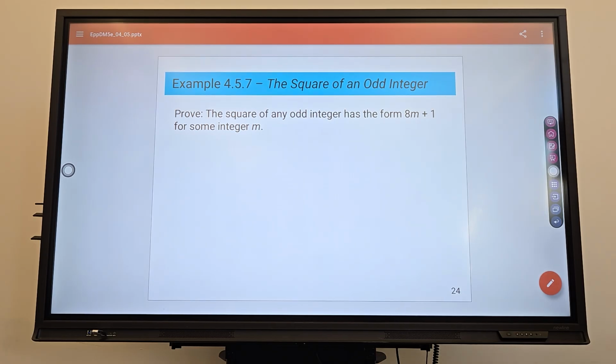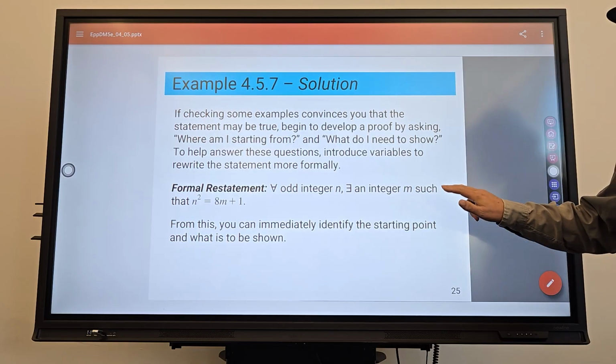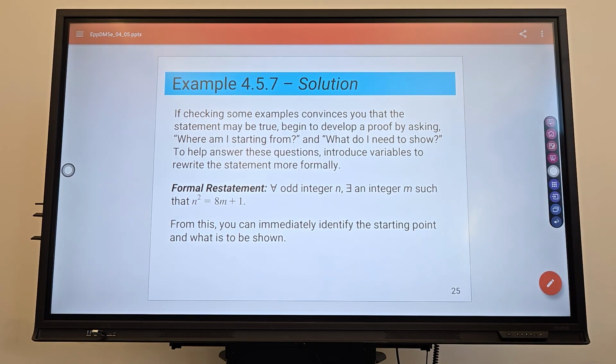Prove the square of any odd integer has the form 8m plus 1 for some integer m. Any ideas on how that might be approached? Well, checking some examples should convince you that the statement may be true.